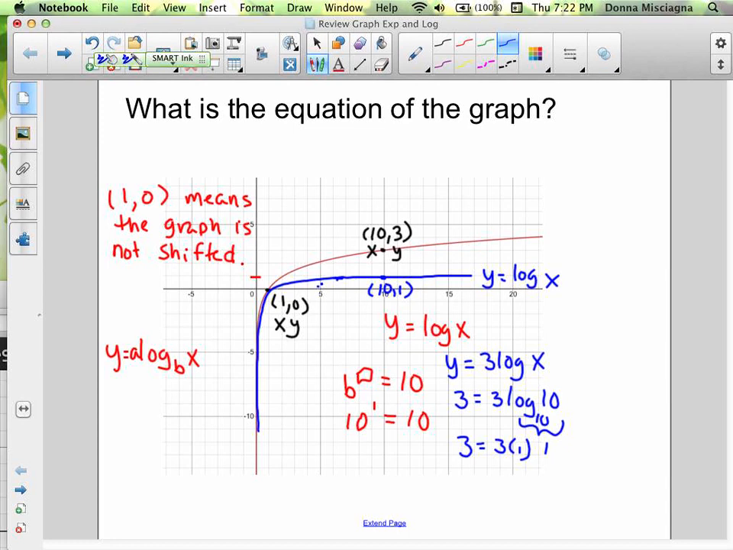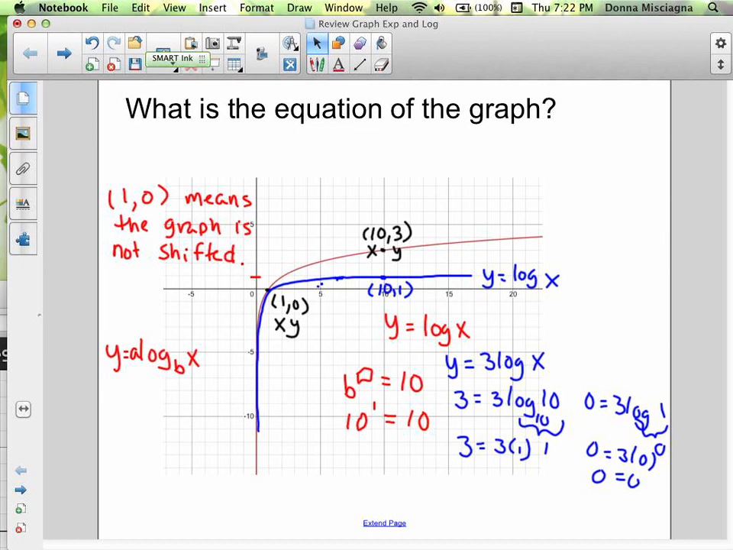It also, by the way, would check out with their other point, (1, 0). So 0 equals 3 log 1. This is log 1, the power I have to raise 10 to get 1. I'd have to raise 10 to the 0 power. So this would be 0 equals 3 times 0. And 0 does equal 0. So you can see that checks out. You can always check points when you're trying to match an equation to a graph.